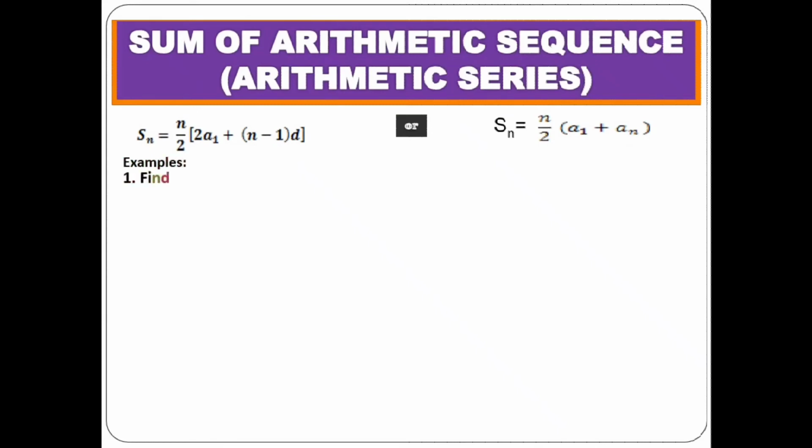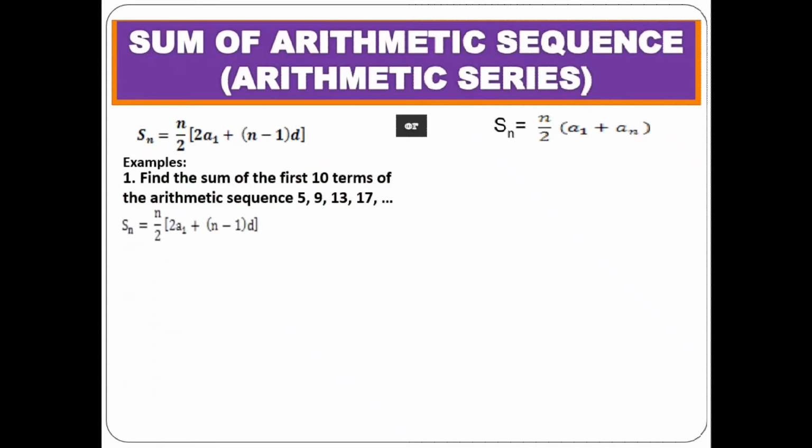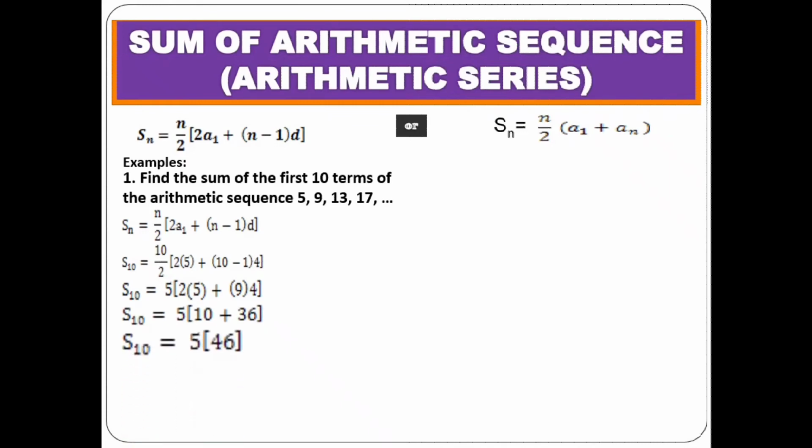Examples. Number 1. Find the sum of the first 10 terms of an arithmetic sequence 5, 9, 13, 17, and so on. Since the last term is not given, we will use the formula S_n = n/2 times the quantity of twice the first term plus the quantity of (n - 1) times the common difference. In this given, since we are looking for the sum of the first 10 terms, the first term is 5, the common difference is 4, and n is 10.